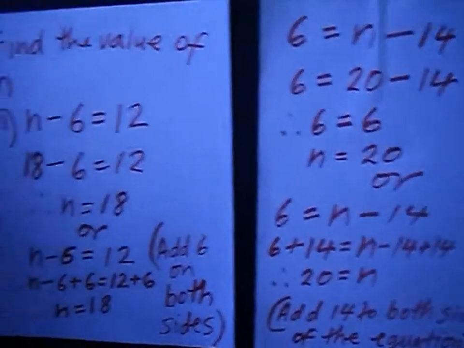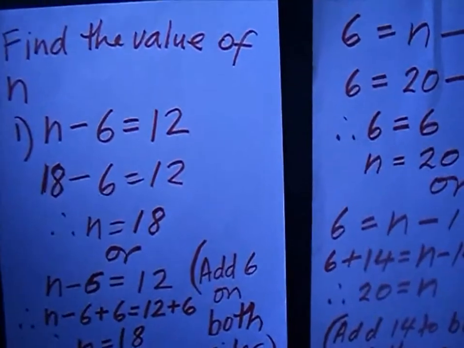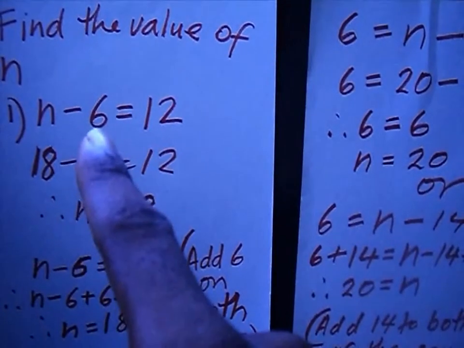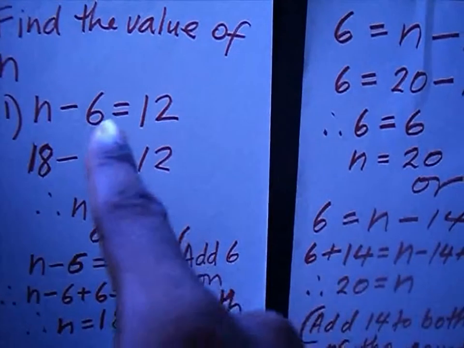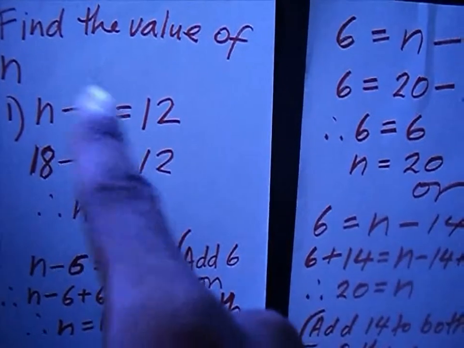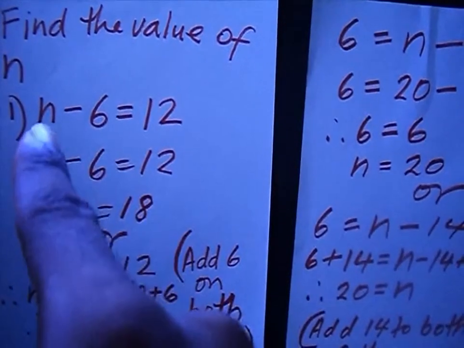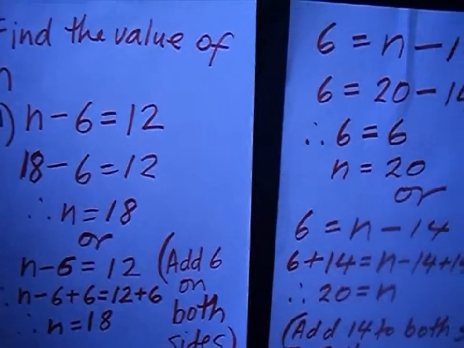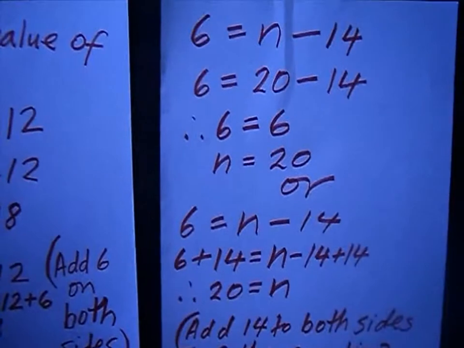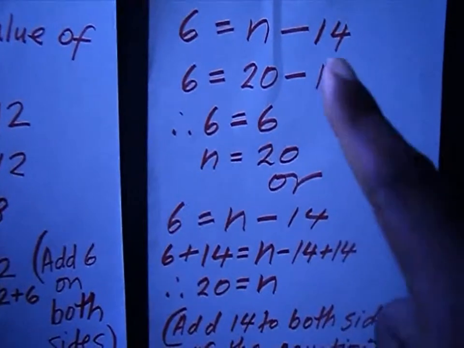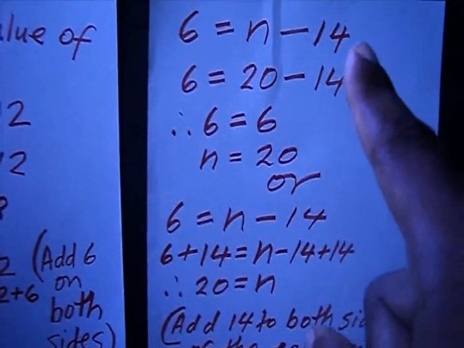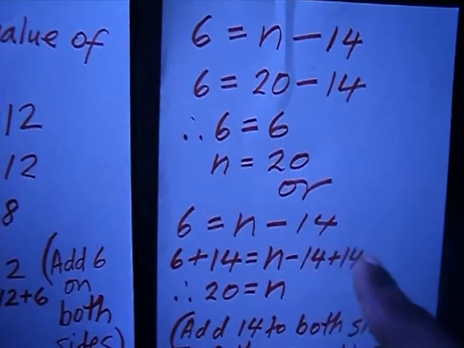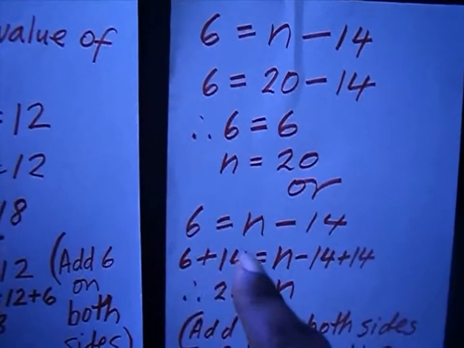Once you have a subtraction sign, you add the number on both sides. Subtraction 14 here, you add 14 on both sides. Watch it again, look. You have minus 6, so what you do is add 6 on both sides, so that you can get rid of that 6 and have n by itself. So it's very, very important to know that, people. To get rid of that 14 here, you just add 14 on both sides. 6 plus 14, that's 20.